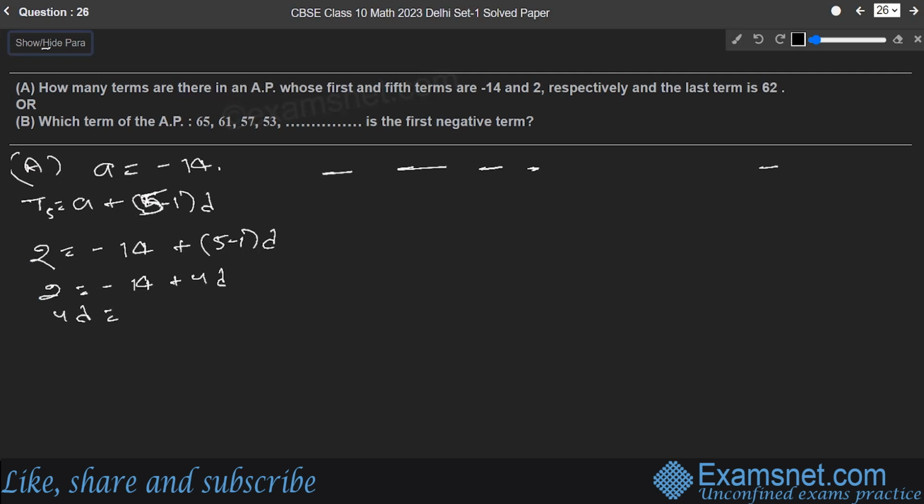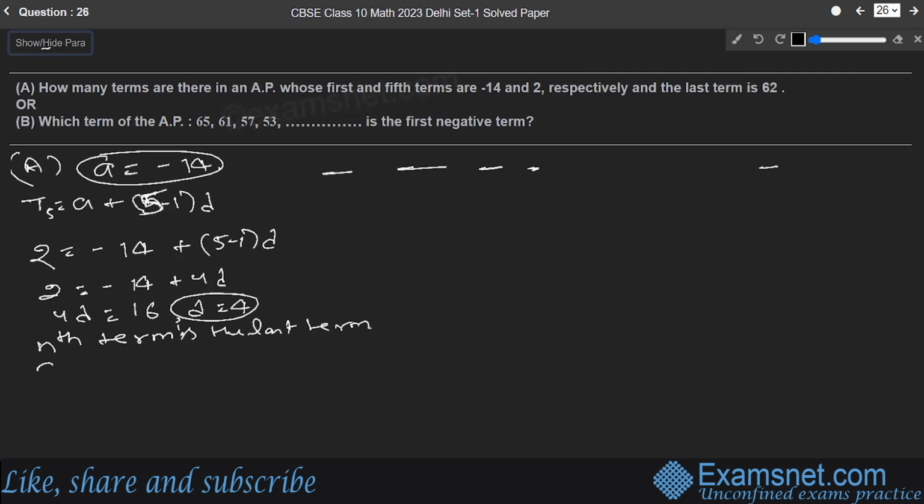So 4D value is 16, so D value comes out to be 4. So we have achieved the D. A is also there, so A and D have come. Now we are supposed to find out the last term, which is 62. So let us say the nth term is the last term.